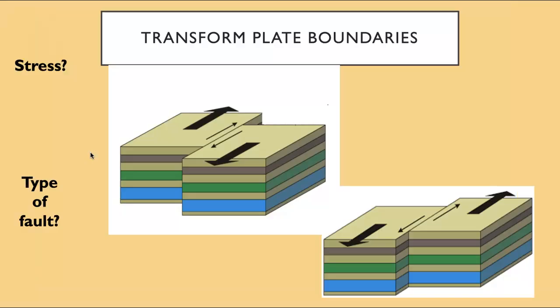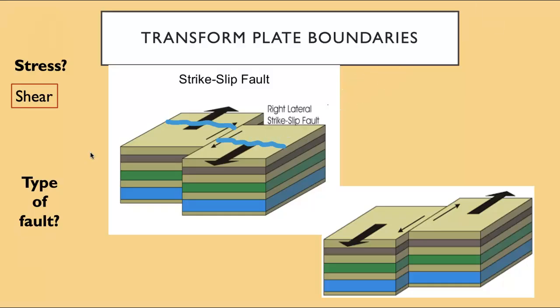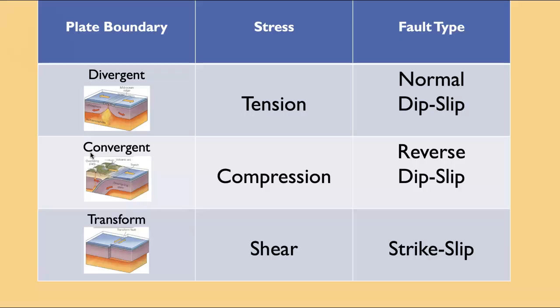Finally, we have the transform boundaries. These are created by shear stress, and these are strike-slip faults. So pause the video for a moment and think about which one of these is left lateral and which one of these is right lateral. All right, here are the answers. Oh, I put a little stream there to kind of maybe help you. Right lateral on the left and left lateral on the right. Ooh, that's kind of backwards, isn't it? Shouldn't have done that. Okay, so here is our completed table with all of our information. Transform boundaries are created by shear stress and create strike-slip faults.